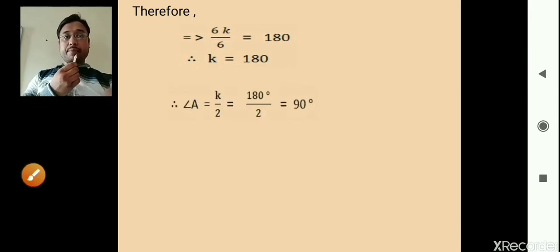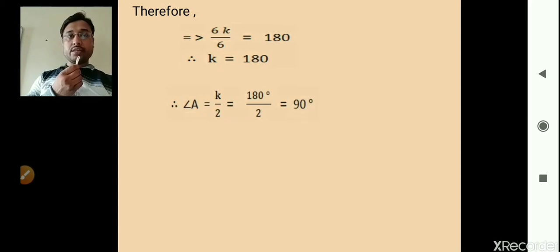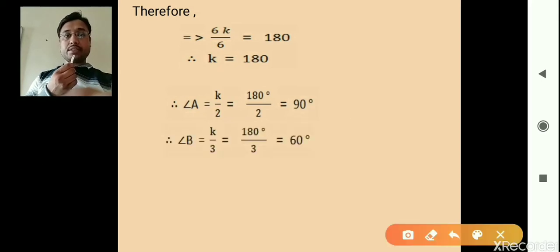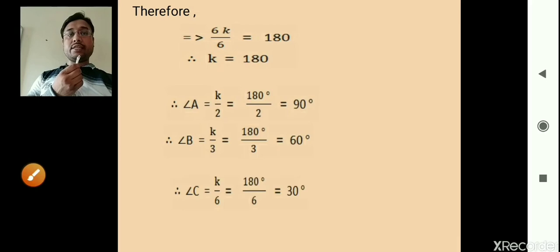Angle A is k by 2 degree, that means 180 by 2 degree. So it is 90 degree. Okay. Next, angle B is k by 3. So 180 by 3 means 60 degree. Okay.